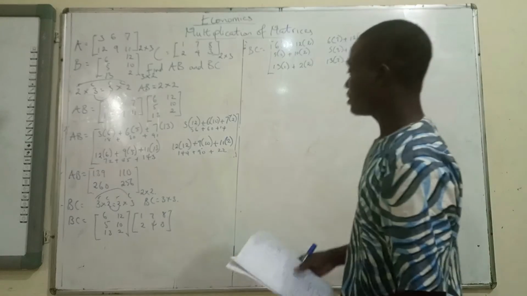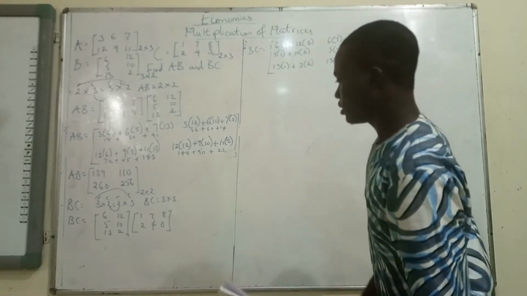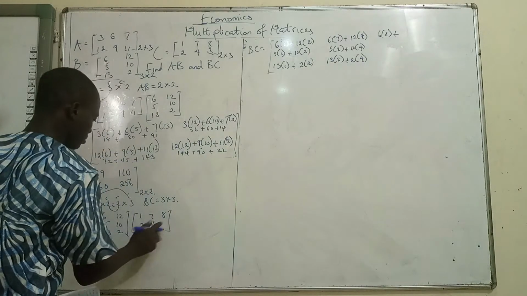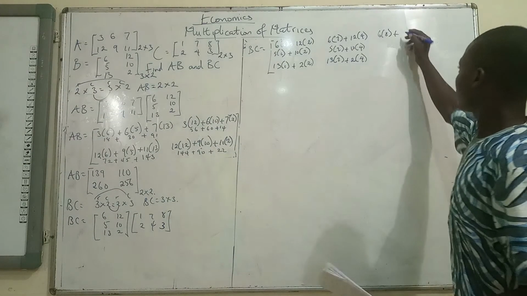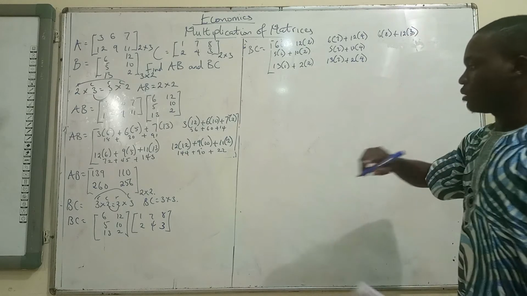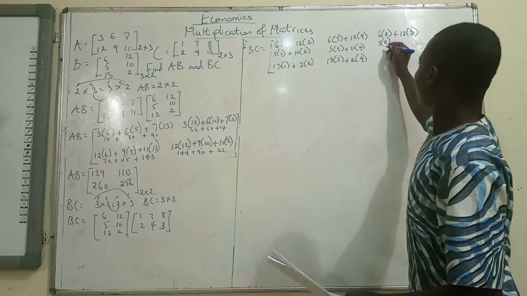6 multiplied by 8 plus 12 multiplied by 3. So I think this is 3, right? Okay. Write it properly. 6 multiplied by 8 plus 12 multiplied by 3. Okay. Then we have 5 multiplied by 8 plus 10 multiplied by 3.